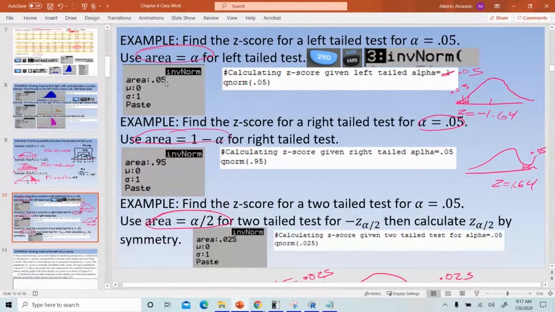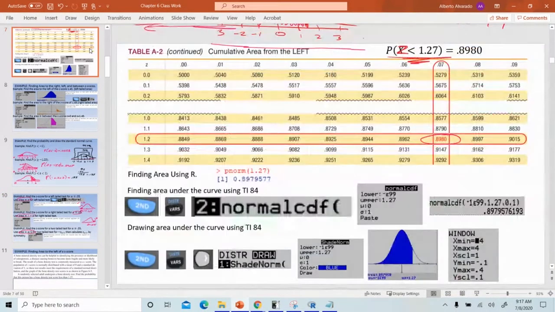instead of doing inverse norm, obviously you're going to look at the area. The area is 0.05, so it's a left-tailed test. So the area is going to be on the left side, and the table only does, kind of like your calculator, only left area. Well, at least most of your calculators will only do left area. So the table is the same. So I'm looking for a left area of 0.05.